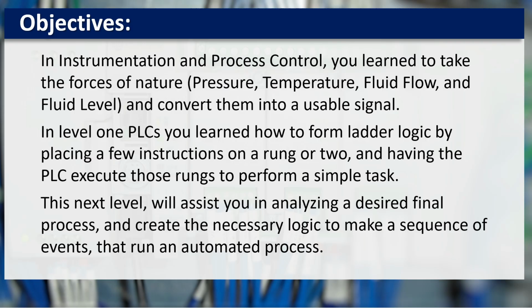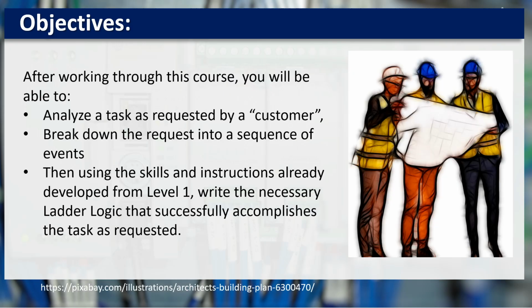This next level will assist you in analyzing a desired final process and create the necessary logic to make a sequence of events that run an automated process. After working through this course, you'll be able to analyze a task as requested by a customer, break down the request into a sequence of events, then using the skills and instructions already developed from Level 1, write the necessary ladder logic that successfully accomplished the task as requested.